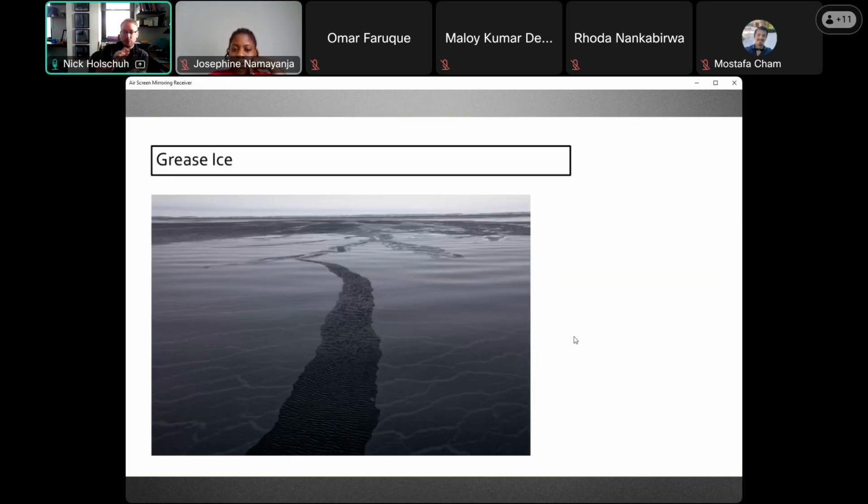Sea ice first forms by freezing at the surface, and you form this ice that is often called grease ice, because it suppresses the very small-scale capillary waves that exist at the surface of the ocean, and it makes the surface of the ocean look extremely smooth. In this case, this is ice. This is a gap in the sea ice, what we often call a lead.